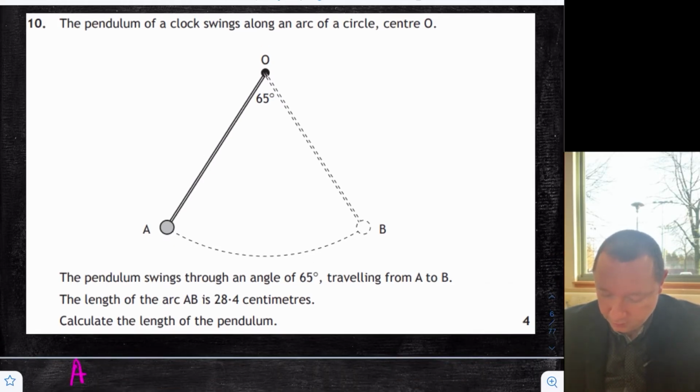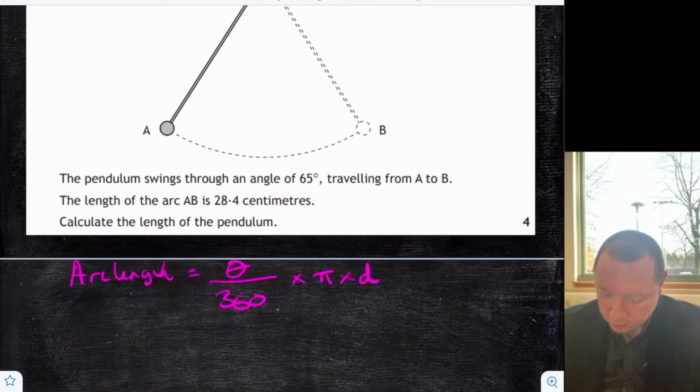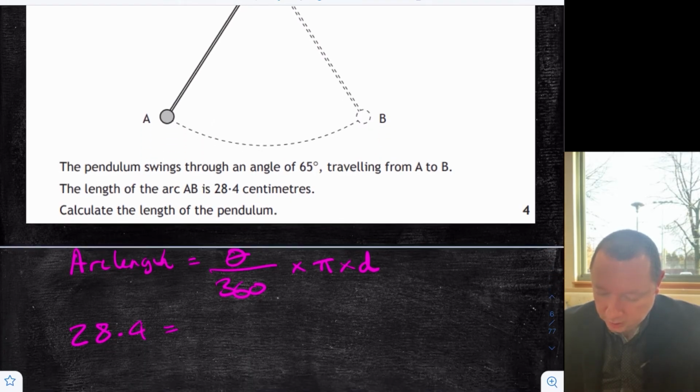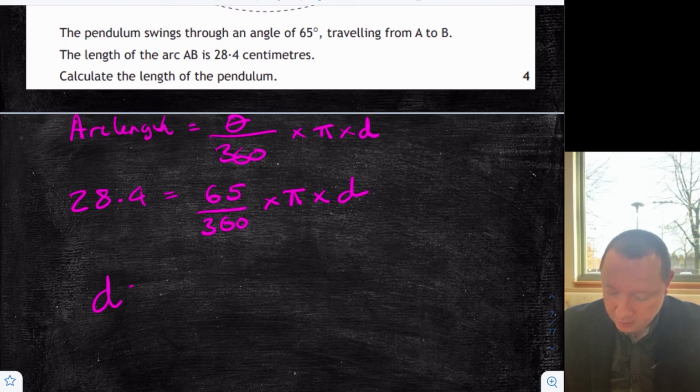So writing down arc length, again, equals angle over 360 times pi times diameter. When we substitute everything in, it's told us the arc length is 28.4, so I can write 28.4 equals our angle, which is 65, over 360 times pi, but I don't know the diameter, so I can just write times diameter. Now I find the easiest way to work back here is you could either try and rearrange it directly, or what I like to think of is, usually I do divide by 360 and times by everything else. So for going backwards, I'll do the opposite, which means I'll times by 360 and divide by everything else.